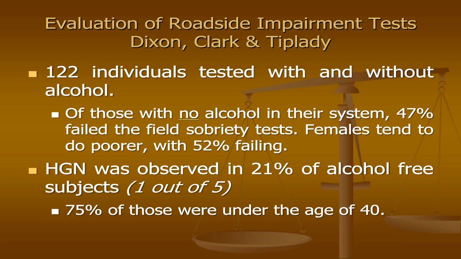Evaluation of roadside impairment tests, Dixon, Clark, and Telepathy out of England, 122 individuals. Of those with no alcohol in their system, 47% failed the field sobriety test. Females tend to do poorly, with 52% failing. HGN was observed in 21% of the alcohol-free subjects, and most of those were under age 40.